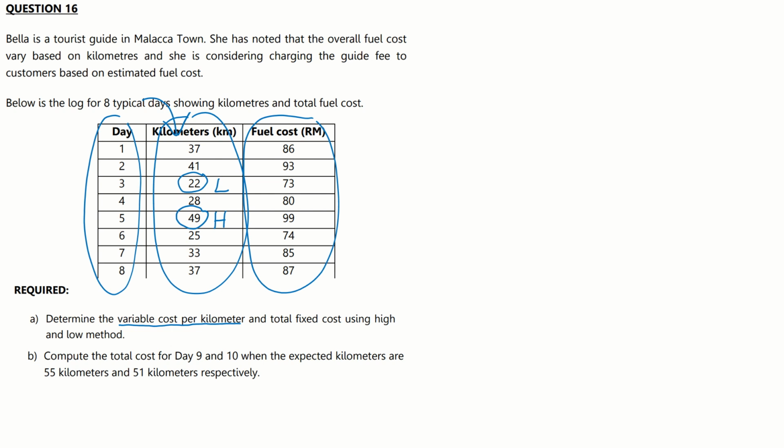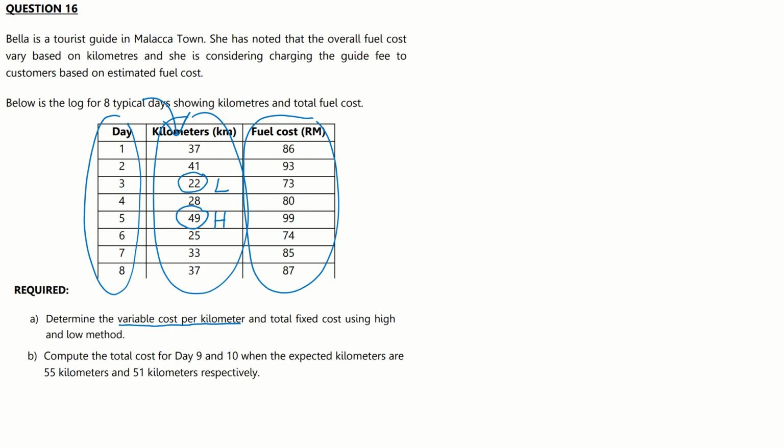So that will be the first step: determine the highest and lowest activity level. In this question, the activity level is represented by kilometers. In any other question, the activity level might be represented by something else, for example number of boxes, machine hours, maintenance hours, etc. So here we have the kilometers.